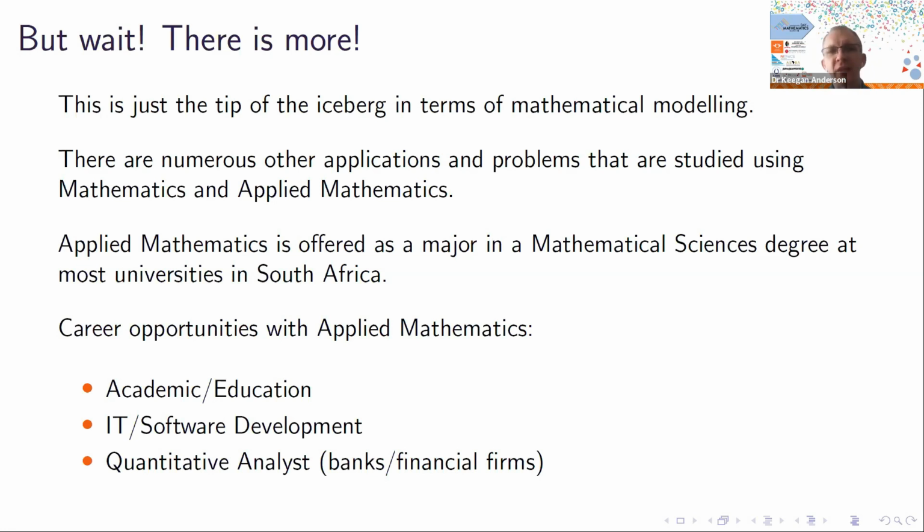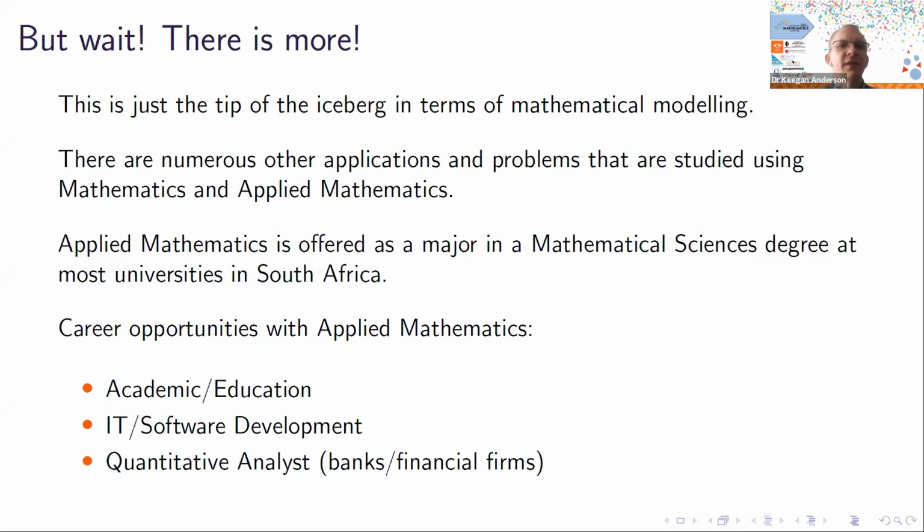So I hope I've piqued your interest for further studies in future. And I want to tell you that applied mathematics is offered as a major in mathematical sciences degrees at most universities in South Africa. It's also offered as a second major in some physics or physical sciences degrees. So please look out for that and look at universities' prospectus documents if you're interested in going down this route.